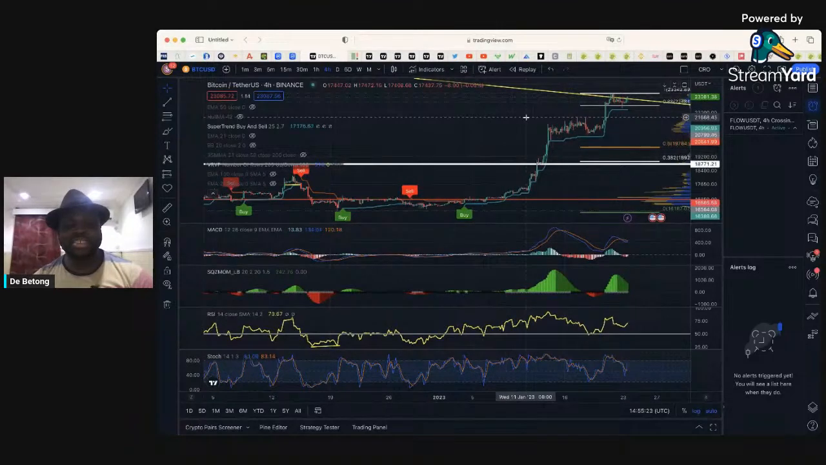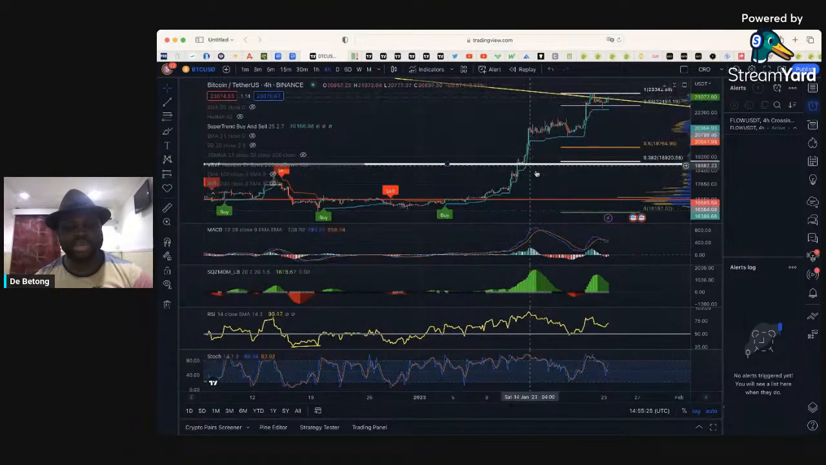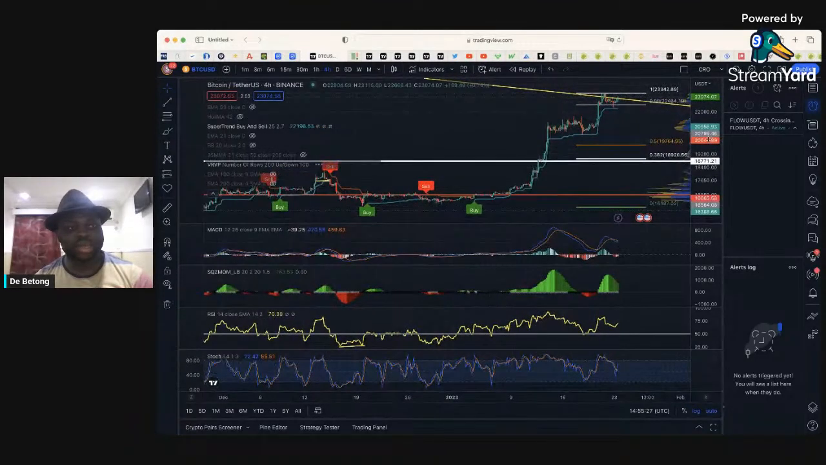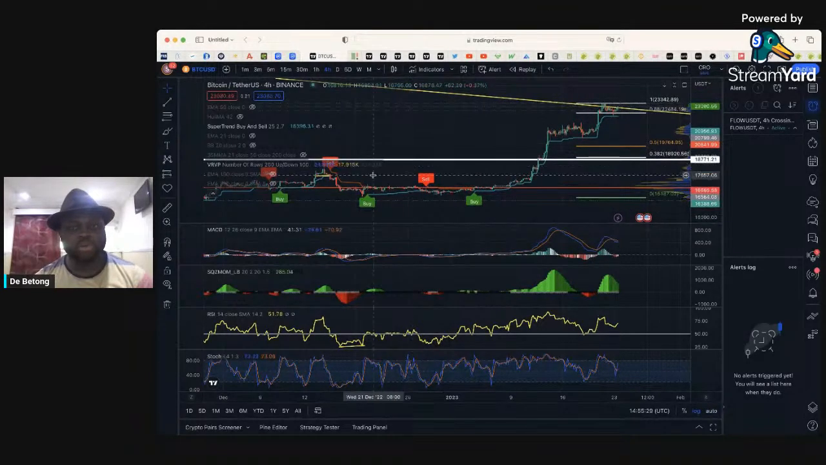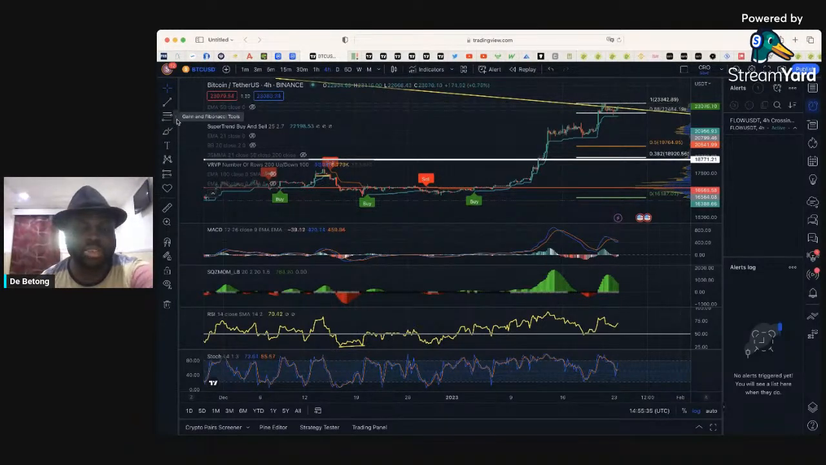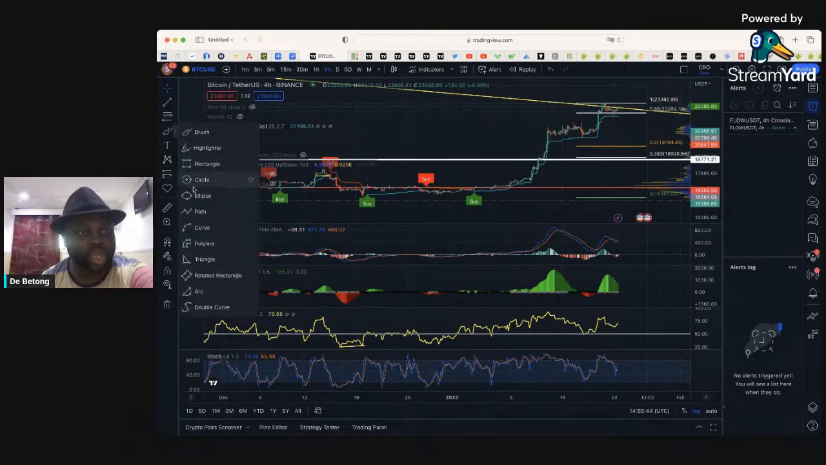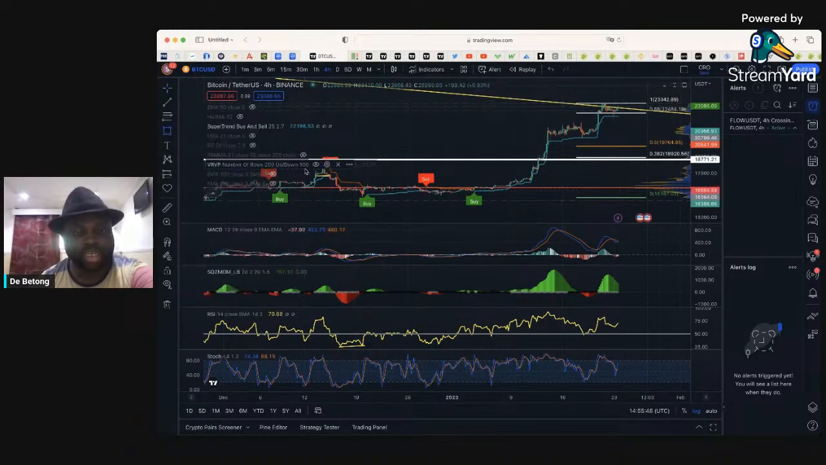Now, what I do, guys, is I always look at these zones here, for example. This is BTC. Before BTC pumped, these areas here were what you can call accumulation zones. Let me draw a circle here so you can see it perfectly. So this was the accumulation zone. Okay, this zone here was the accumulation zone.